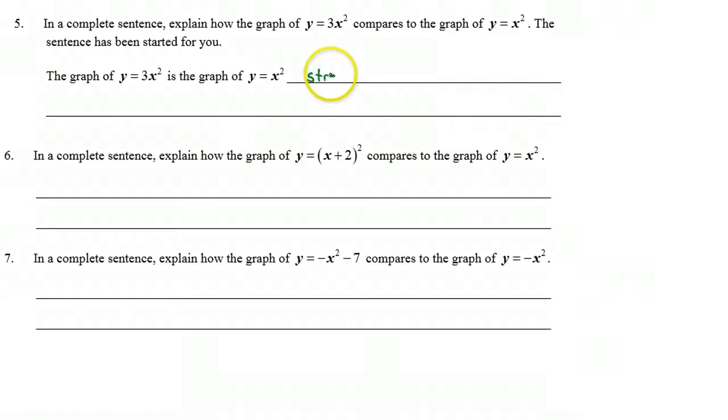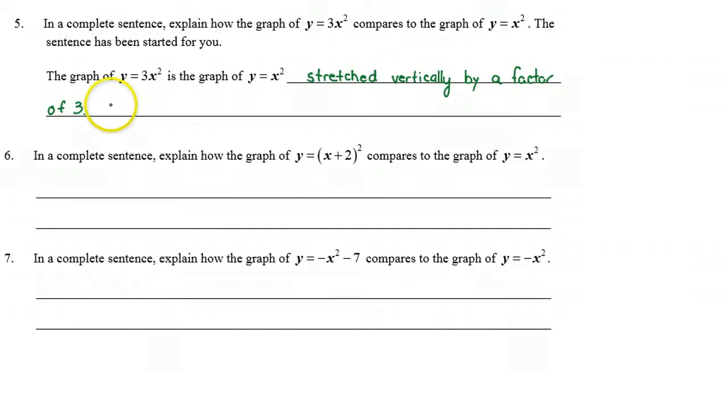stretched vertically by a factor of 3. So that's what it is in words, and I said when you think about these types of transformations you want to think about what are we doing in words and what are we doing mathematically at each point of the parent graph. The parent graph being y equals x squared.